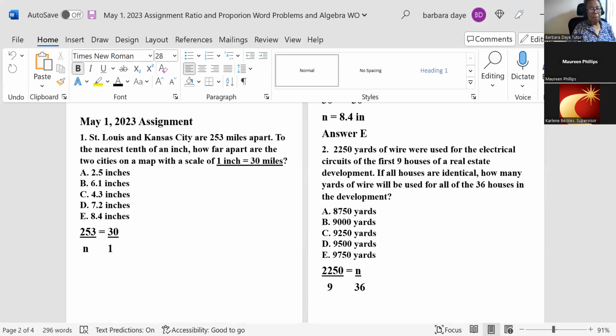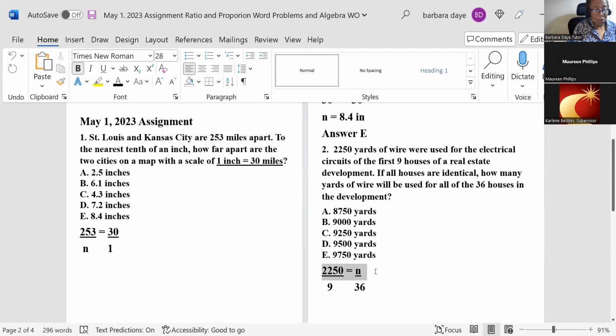Maureen? I would multiply the 2,250 by 36, and then divide it by 9. That's how I was going to do mine too. Yeah, but there's actually a quicker way you could do it. Because 36 is 4 times 9, right? So that means you multiply the 4 times the 2,250 and you get the 9,000.